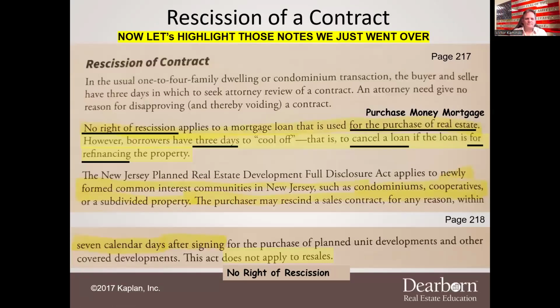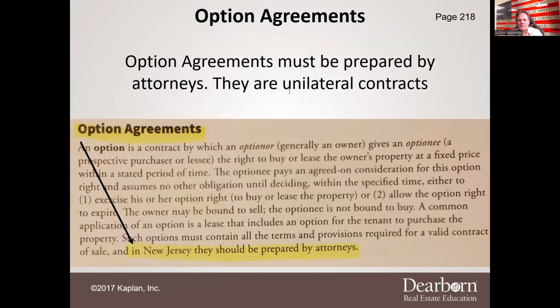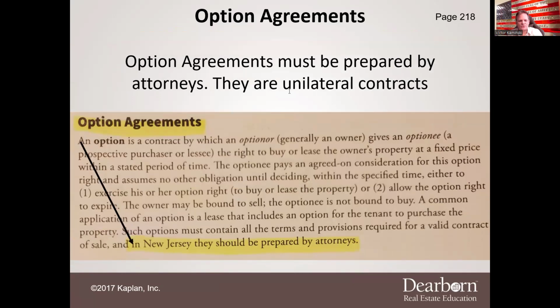All right, so next up, option agreements, they got to be prepared by attorneys. They are unilateral contracts, if we recall. What is a unilateral contract? The one-sided agreement or promise. One party is required to do something and the other has an option to act or not.